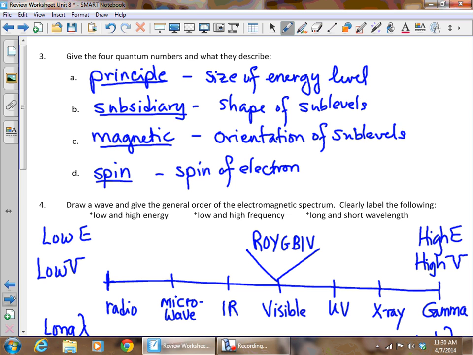The 4 quantum numbers, multiple choice section. So make sure you know those and pause this if you need to make sure and get those written down.